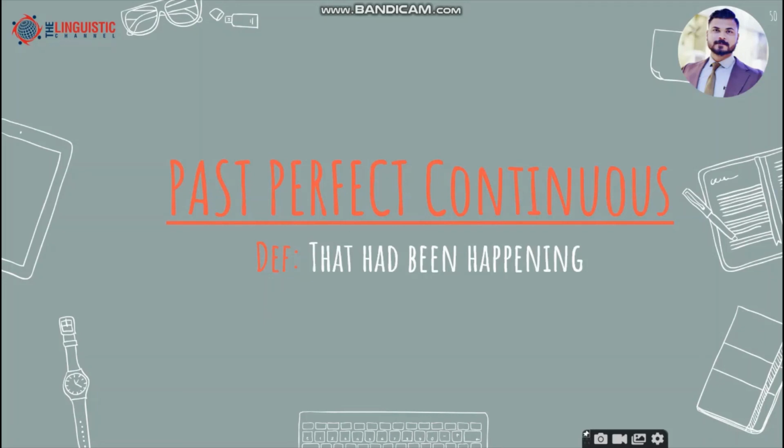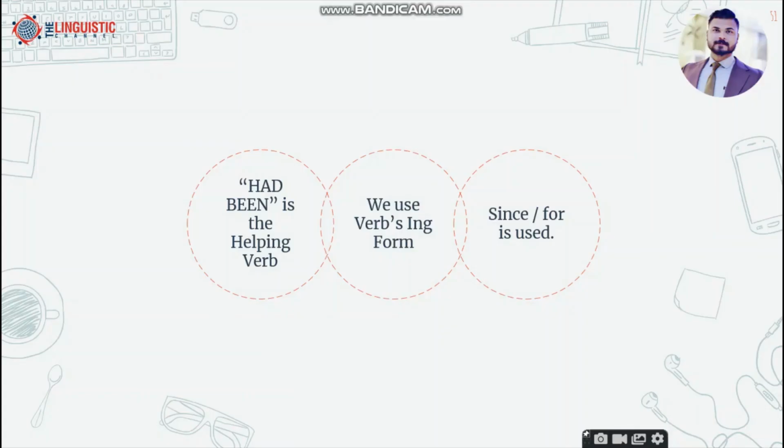The definition is that had been happened. Meaning, something that started in the past, continued in the past for a period of time and then finished. For such an action, we use the past perfect continuous tense. The helping verb is had been. The form of verb is ing, and since and for are used, but it's still not mandatory.